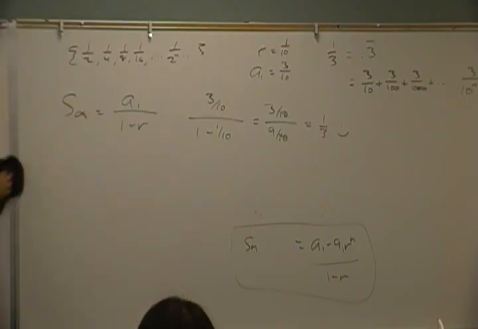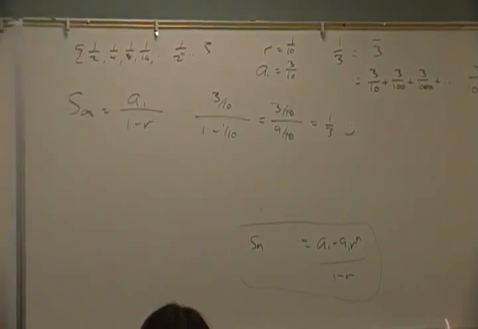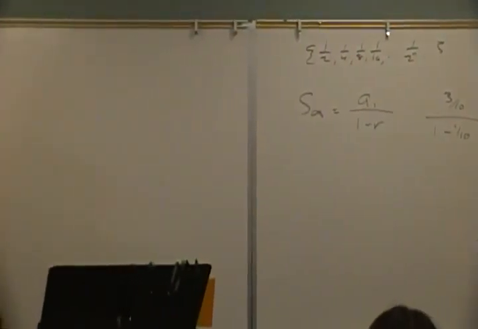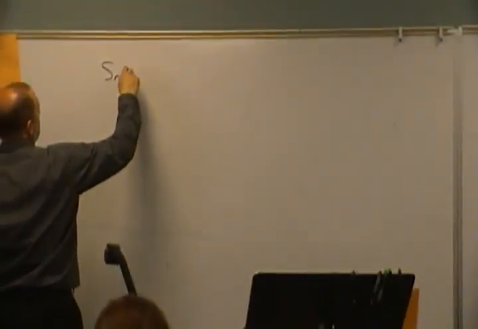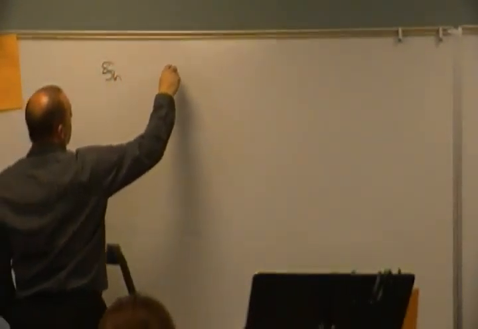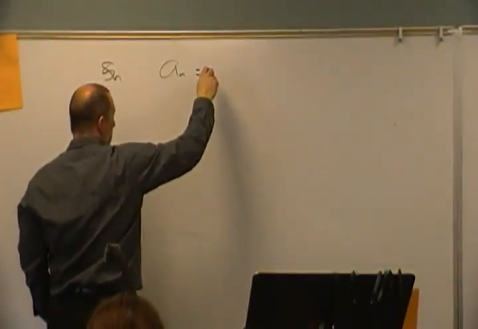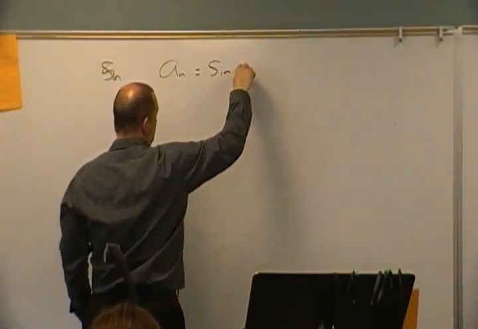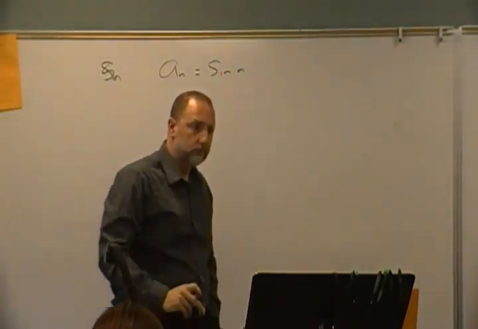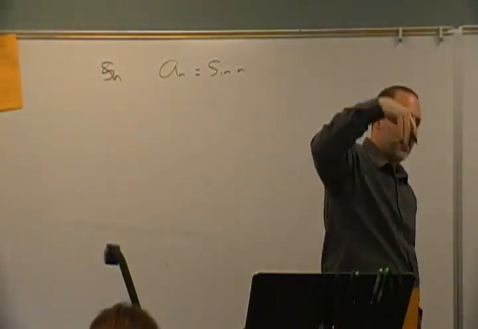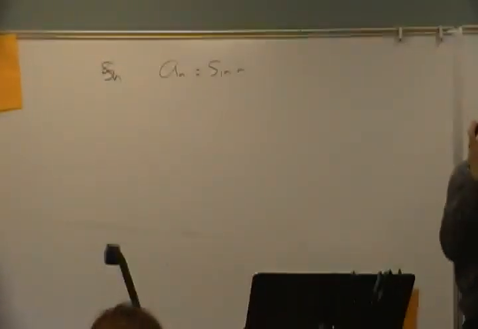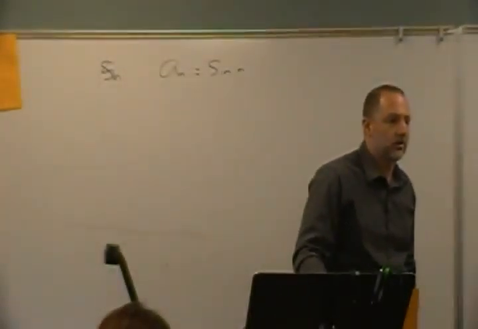How about this? What if my terms A sub n equal sine of n? Because there's no apparent limit. It's not going to go to a specific number. Sine of n oscillates infinitely, and so you're all over the map. You never settle in on a single number.